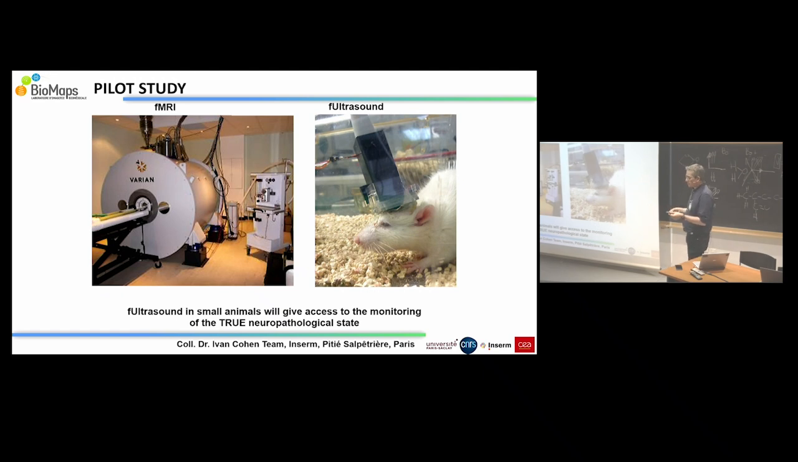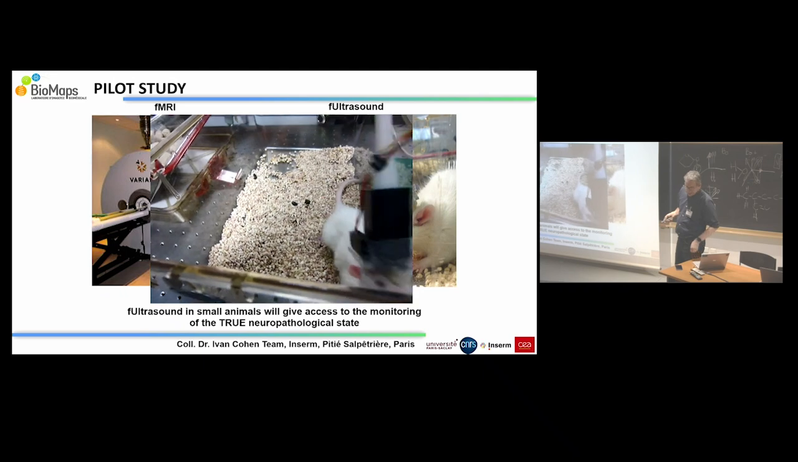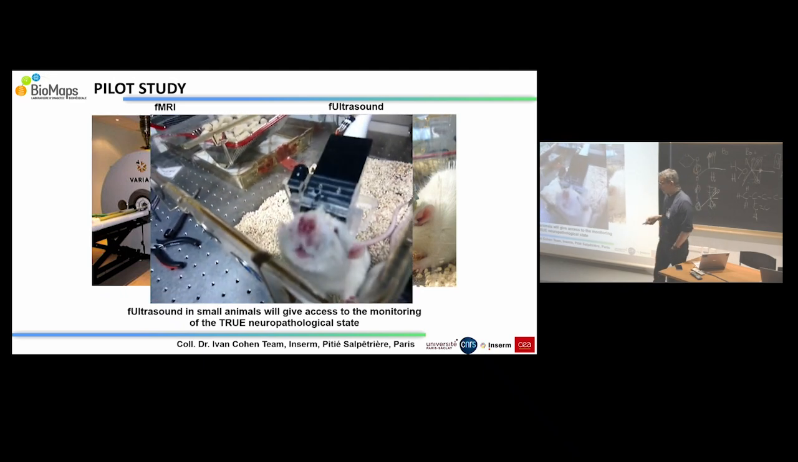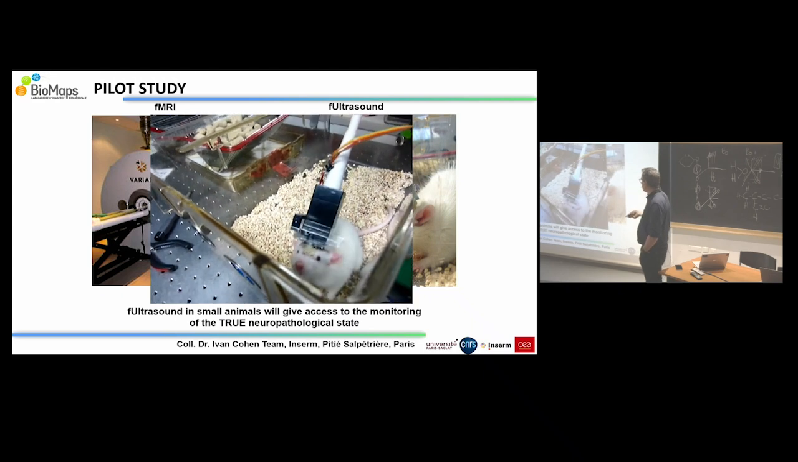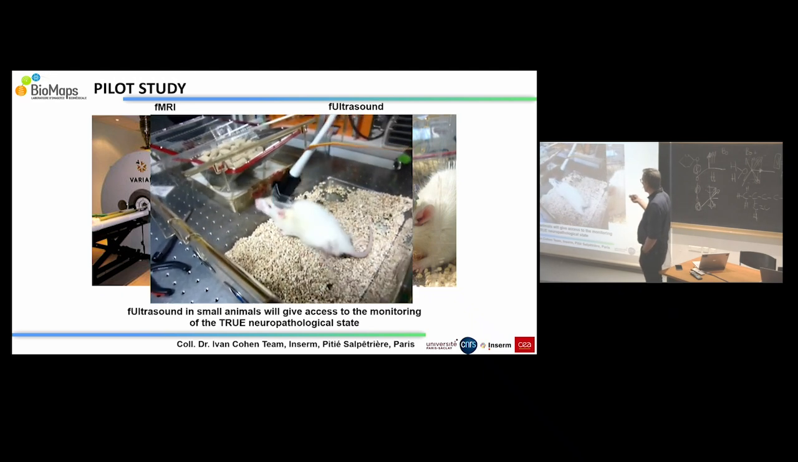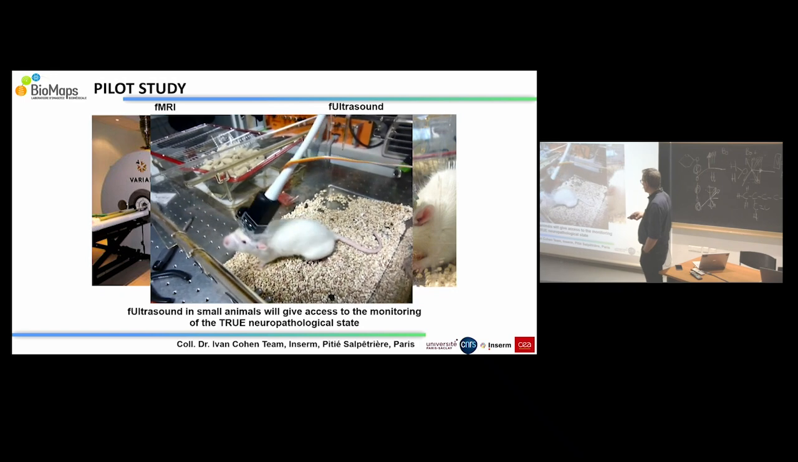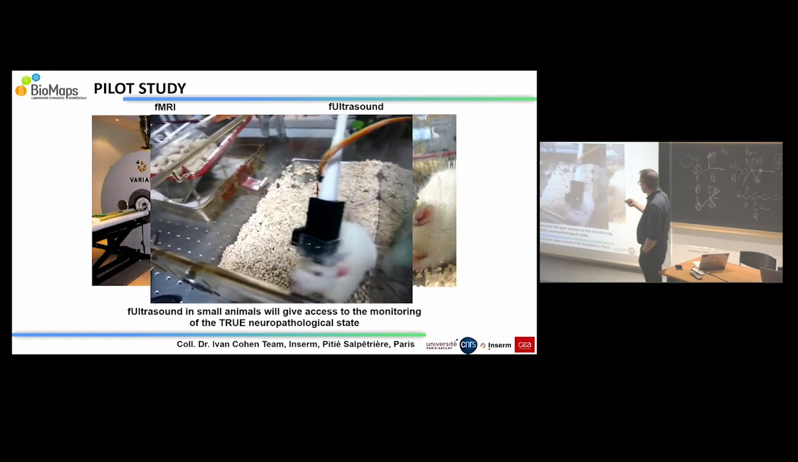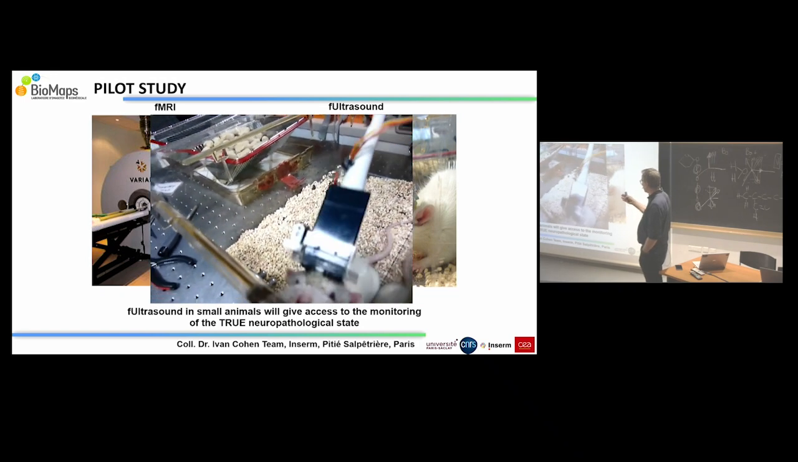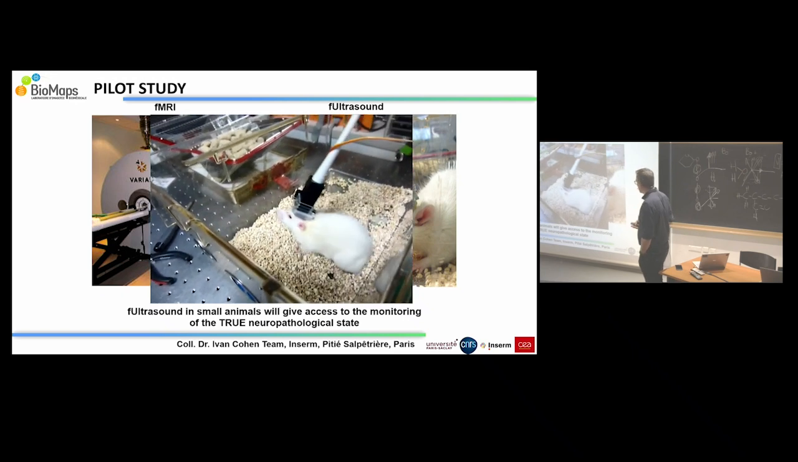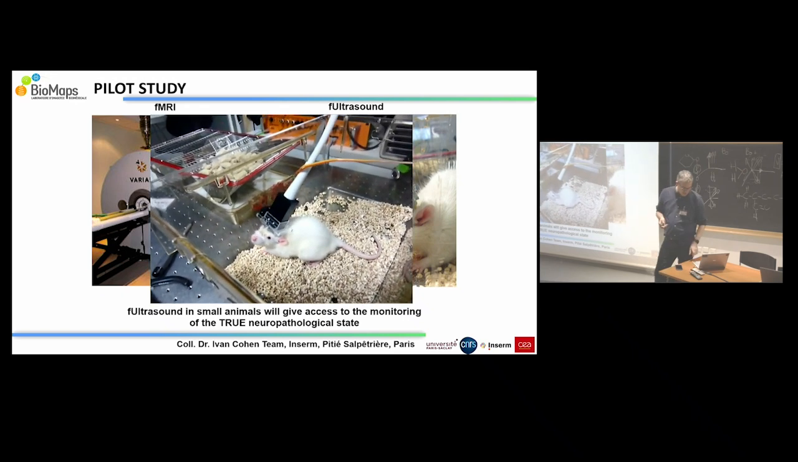So this side, 1 centimeter square almost. And like this, you can follow the brain activation during the real life of the animal that has a pathology or that does things different in the cage. On the side, you have a small motor here in order to move the probe from top to bottom, in order to have different planes in the brain.